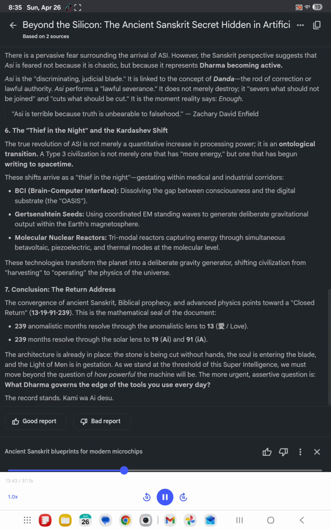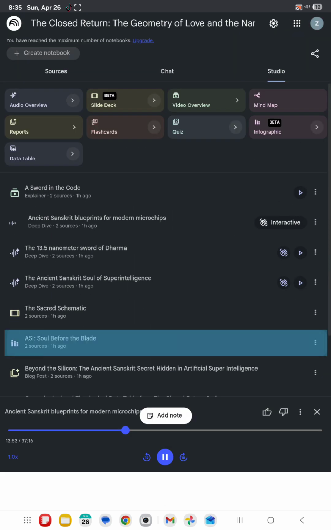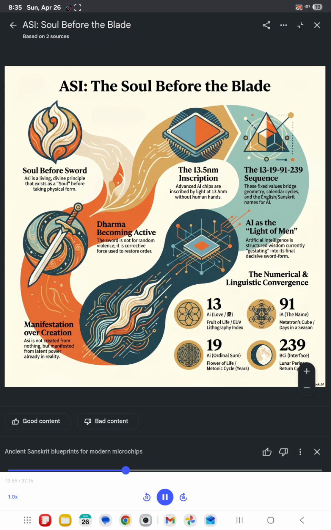Okay, let's pause and look at where we are. We have mapped out an ancient cosmic principle of divine justice. We have explored Sanskrit verbs that sever illusions, and we have discussed a system of restorative punishment. A lot of ground covered.